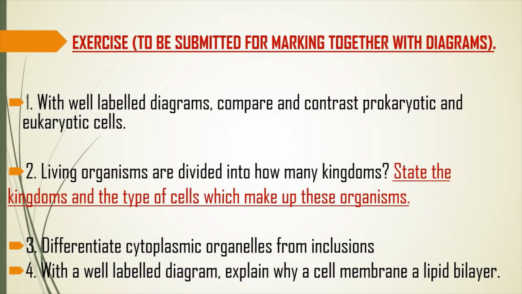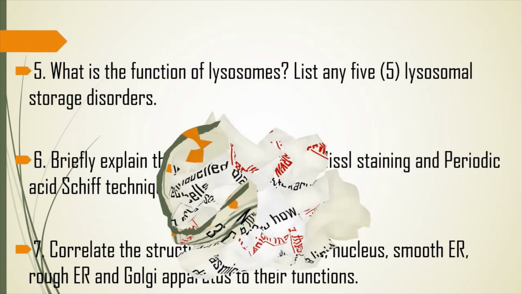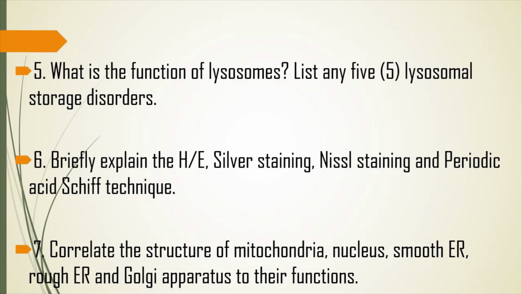3, you should differentiate cytoplasmic organelles from inclusions. What is the difference? And mention some of the examples that we've mentioned in this lab. 4, with a well-labeled diagram, explain why a cell membrane has a phospholipid bilayer. Explain or show the phospholipid bilayer of a cell membrane.